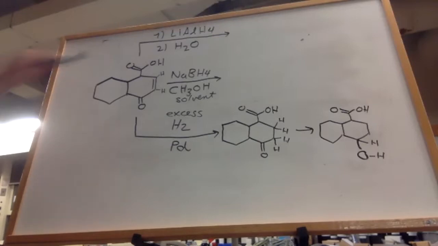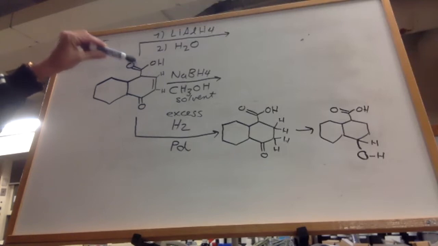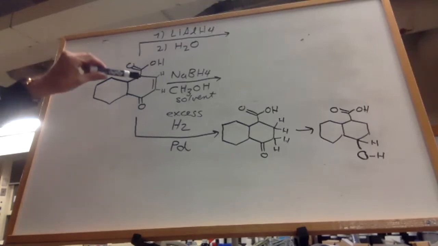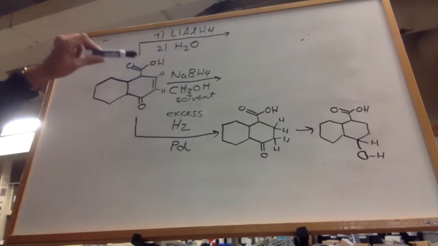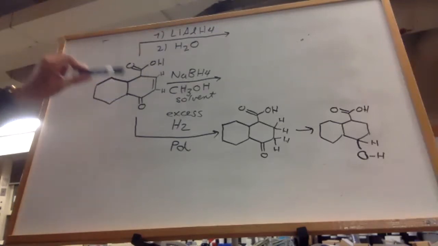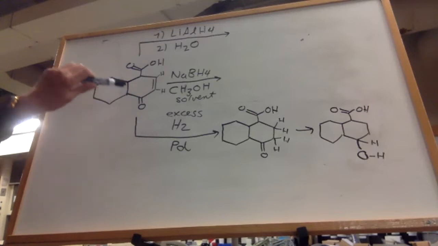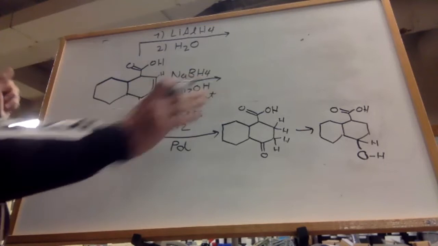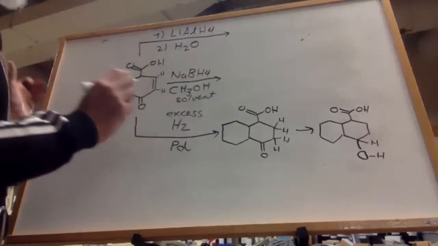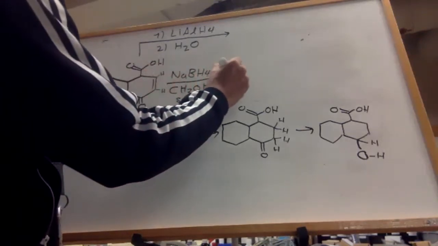Okay, so there's a carboxylic acid. Sodium borohydride doesn't reduce carboxylic acids. There's an alkene. Sodium borohydride doesn't reduce an alkene. There's a ketone. Sodium borohydride does reduce ketones. It reduces ketones, aldehydes, and imines. And so the product here is going to be different from the product of reduction with hydrogen.